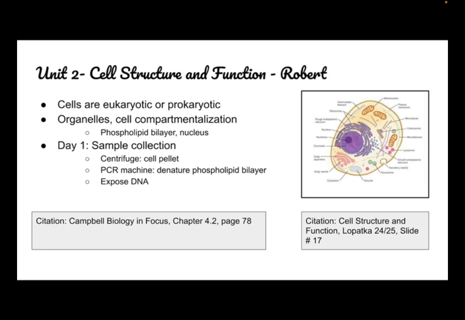On day 1 of our lab, we began by collecting samples. We used the centrifuge to isolate a cell pellet, which contained organelles and the phospholipid bilayer, and just the nucleus within which contained the DNA. We then used a PCR machine to heat and denature the phospholipid bilayer, exposing the DNA so that we could then further analyze it. And the diagram here to the right illustrates the major organelles within a eukaryotic cell.